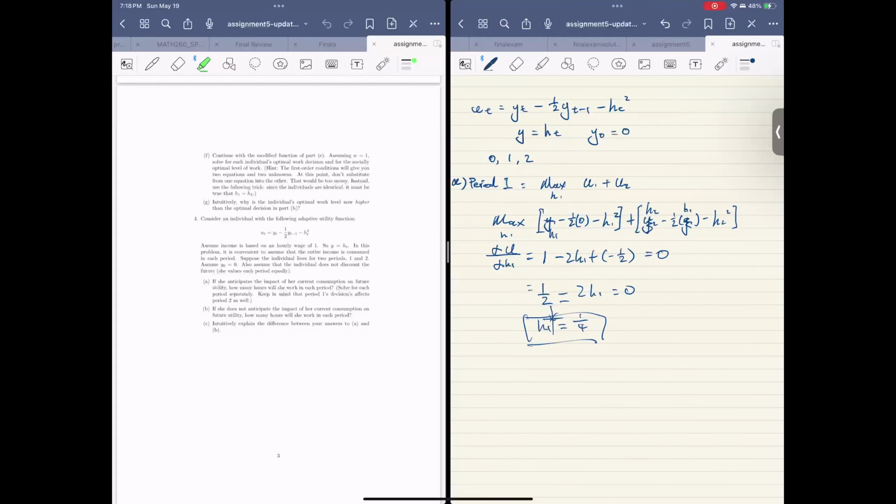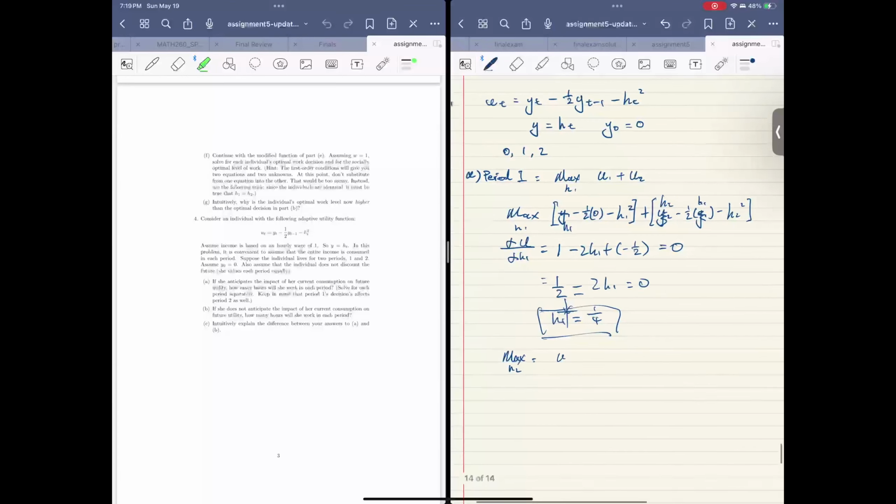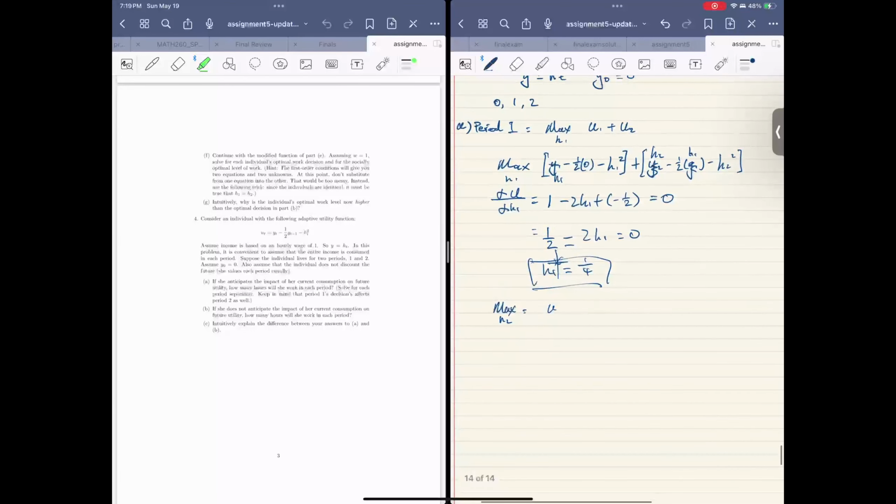If you want to do period 2 separately, you just have to max over H2. And utility equals the sum of all the utility. But we know that in period 1, we don't care about period 2. So in this case, we only have H2 minus 1/2 H1 minus H2 squared. So dU/dH2 equals 1 minus 2H2. 2H2 equals 1, H2 equals 1/2.